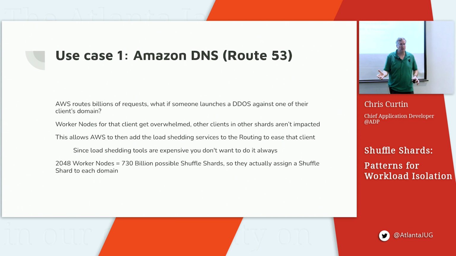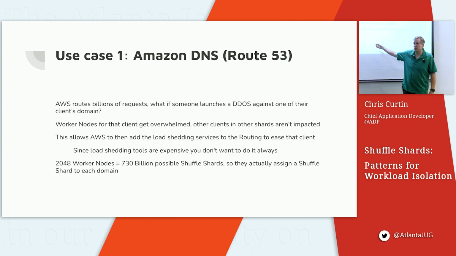And being Amazon, they're like, no, we're multi-tenant from day one. We're massively scale multi-tenant. How do we not let that happen? So what they actually do is, with 2,048 worker nodes, and in this case, a worker node is an actual EC2 instance, they have 730 billion possible combinations with only 3 worker nodes in that combination. Remember the bubbles I was showing you before? I only showed you 6, and we had 56 combinations.